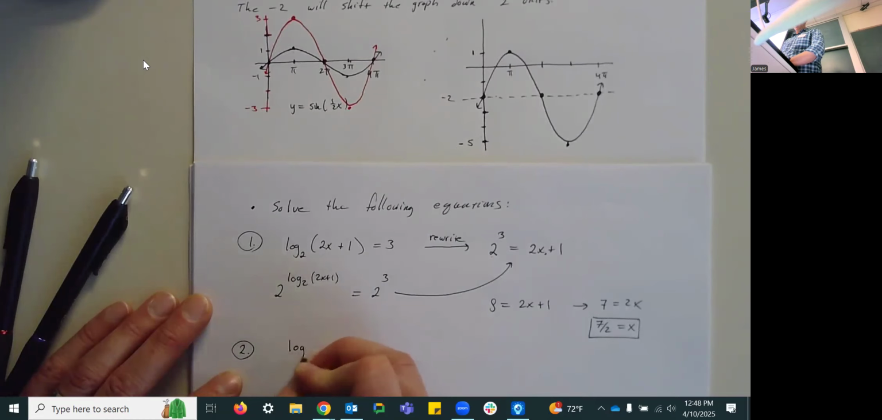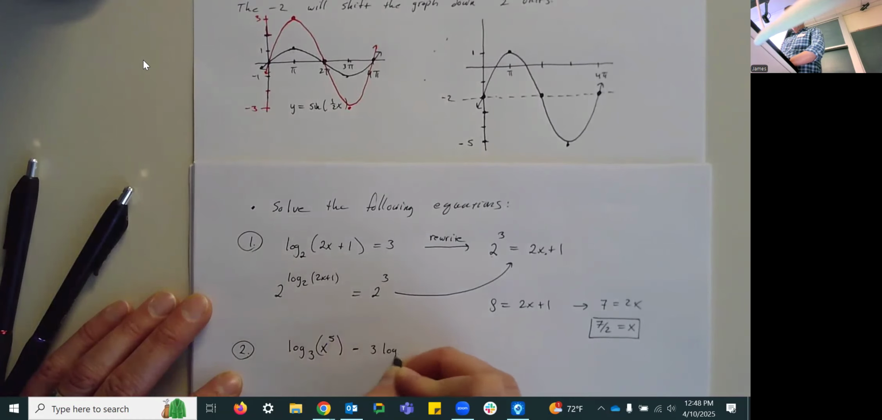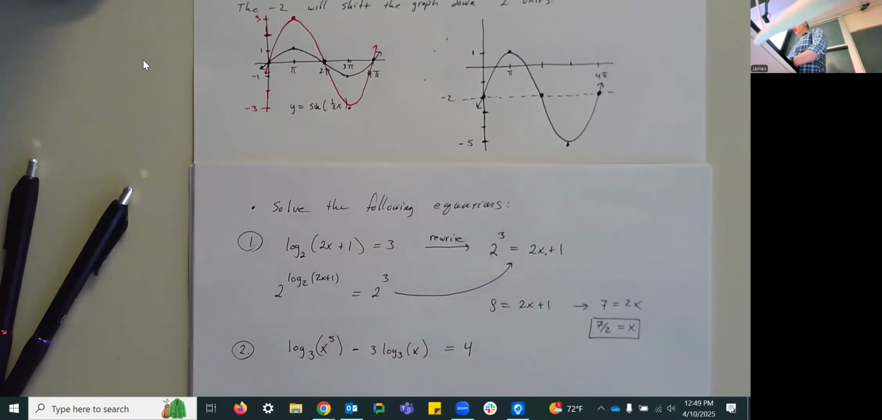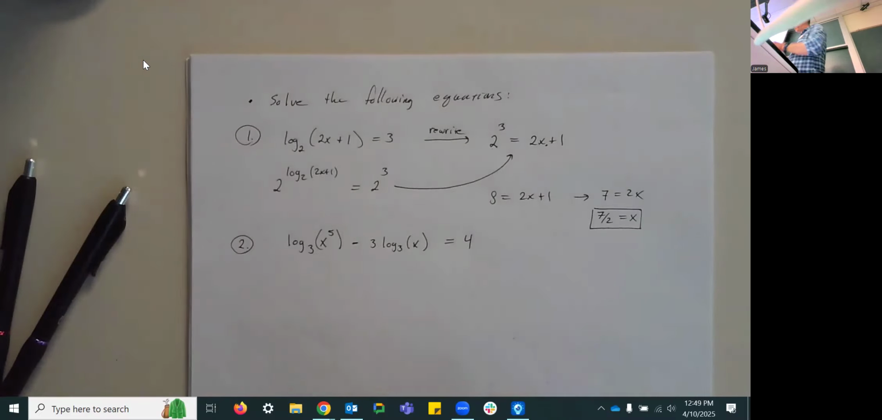Log base 3 of x to the 5th, minus 3 log base 3 of x is equal to... let me think for a second here. Sorry, I'm trying to make this work nicely. Let's go that way. We'll hope that didn't do something dumb, but it'll still work out.